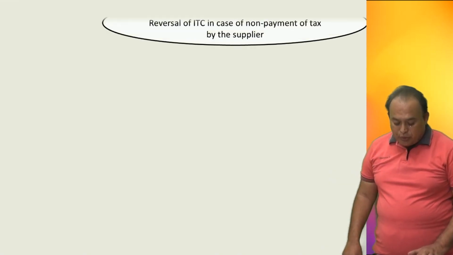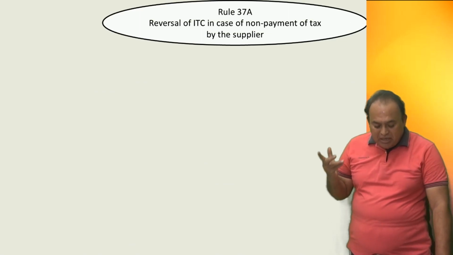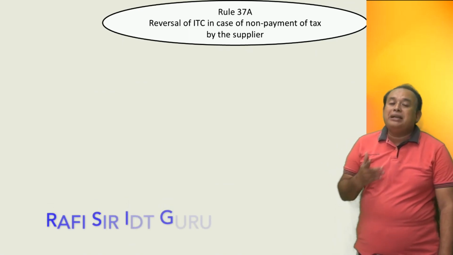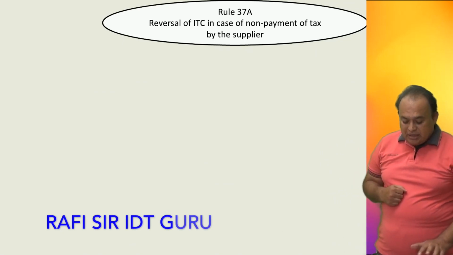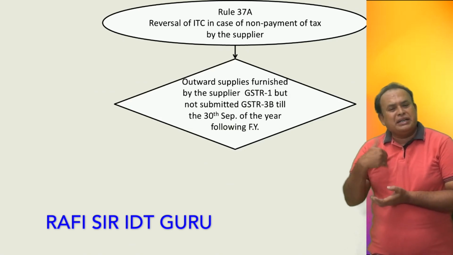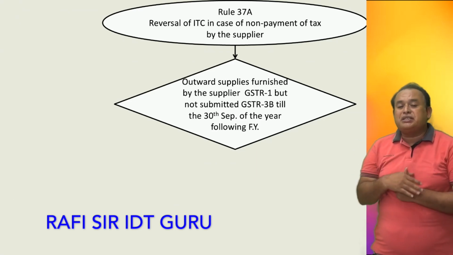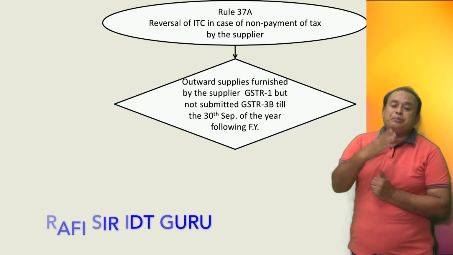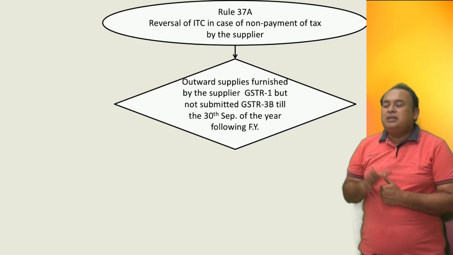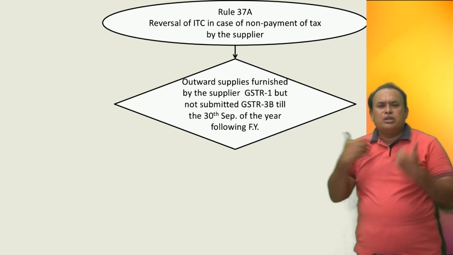The rule is as follows. This rule talks about rule number 37A, reversal of input tax credit in case of non-payment of tax by the supplier. In this regard, presenting here outward supplies furnished by the supplier in the GSTR 1 return but GSTR 3B not submitted till the end of 30th September of the following financial year. What does it mean? X Limited, the supplier, supplied goods to Y Limited.